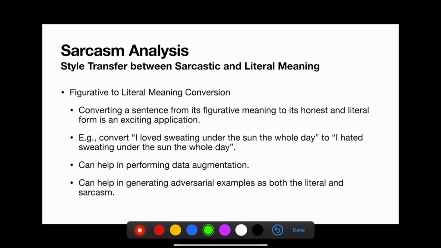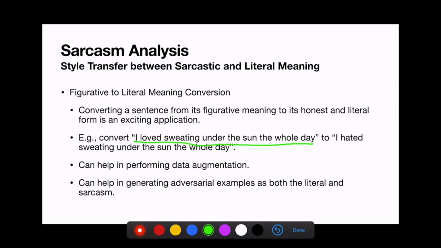Now, style transfer between sarcastic and literal meaning. My friend Tuhin, I think he's in Columbia right now, worked on it, generating sarcastic text with style transfer between sarcastic and literal meaning. He utilized some rules and common sense knowledge to do it. Here is an example: I loved sweating under the sun the whole day. Can you convert this sentence to I hated sweating under the sun the whole day? That means you detect the sarcasm correctly. You not only detect it, you actually try to understand which word is creating the sarcasm here. That is the word loved, right?